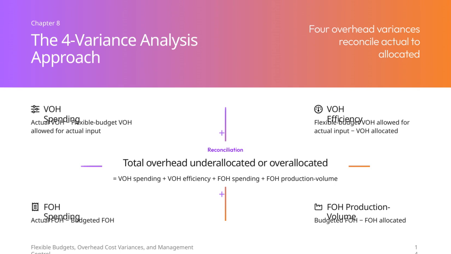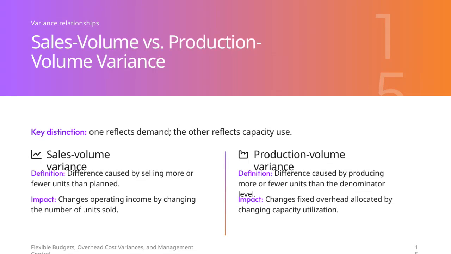On this slide, we're looking at two key types of variances: sales volume variance and production volume variance. First, sales volume variance measures the difference caused by selling more or fewer units than we originally planned. This variance directly impacts operating income because it reflects how changes in the number of units sold affect revenue and profit. On the other hand, production volume variance relates to the difference caused by producing either more or fewer units than the predetermined denominator level, which is essentially the expected capacity. This variance affects how fixed overhead costs are allocated, depending on the actual capacity used.